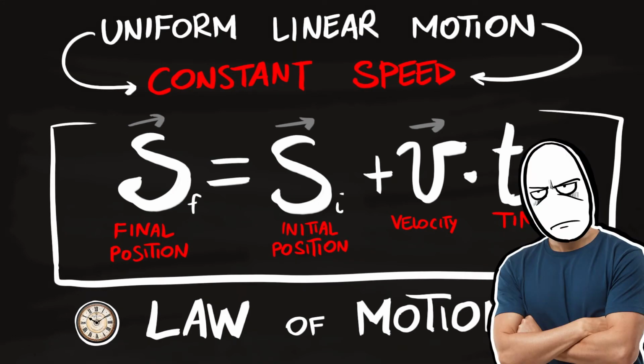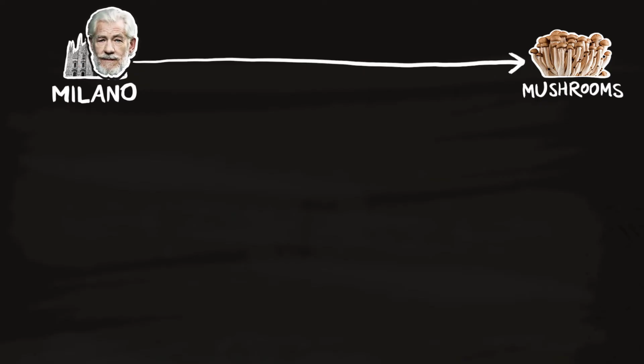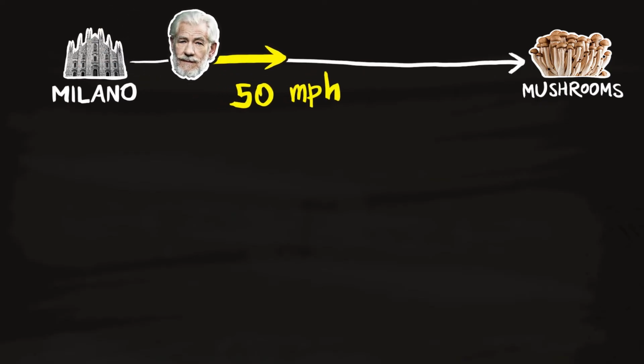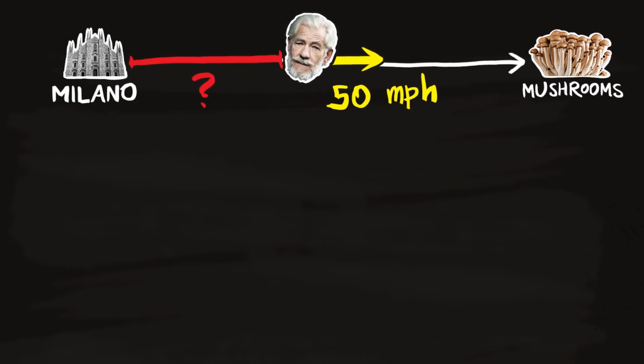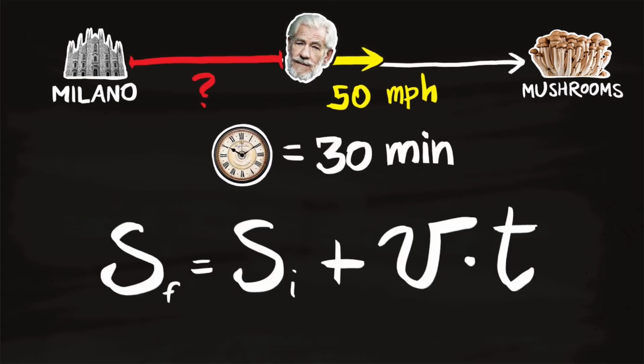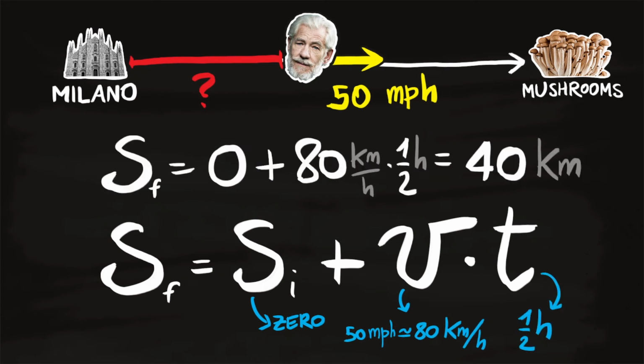I want an example with Grandpa. Oh yeah. Grandpa leaves Milan and drives at 50 miles per hour. Let's use the law of motion to know where he's gonna be in half an hour. Grandpa's starting point is 0 because he started his journey from home. Speed is 50 miles per hour. Time is half an hour, so his position after 30 minutes is 25 miles from Milan, so about 40 kilometers.